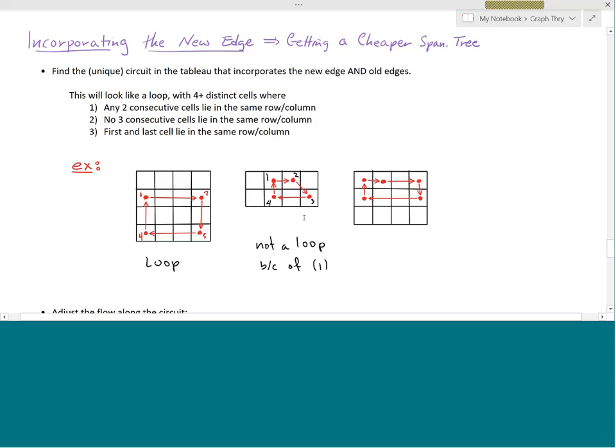Okay? Now, I'm also going to claim that this last guy is not a loop. What do you guys think? What condition is violated for this last example? You got it, condition 2.